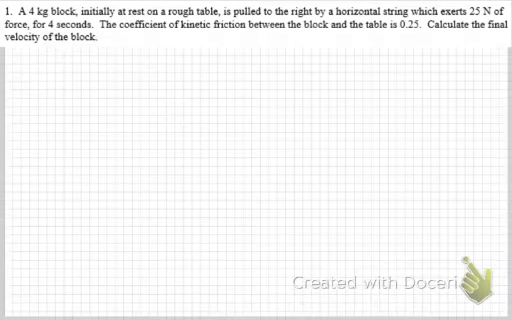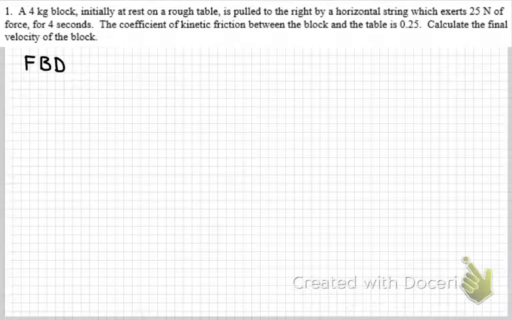In this question, we have a 4 kilogram block which is initially at rest on a rough table, which is being pulled to the right by a horizontal string which exerts 25 newtons of force for a total of 4 seconds. We know the coefficient of kinetic friction between the block and the table is 0.25, and our job is to figure out the final velocity of this block.